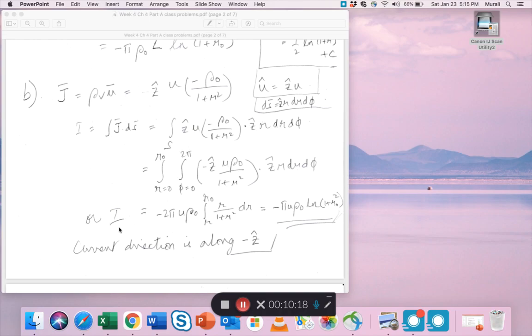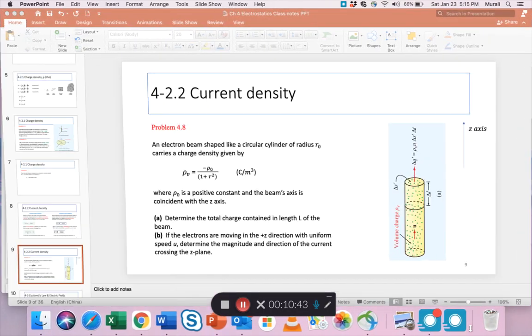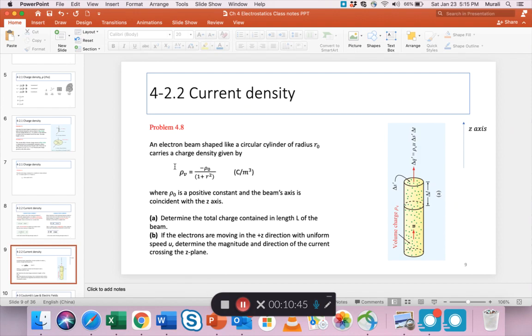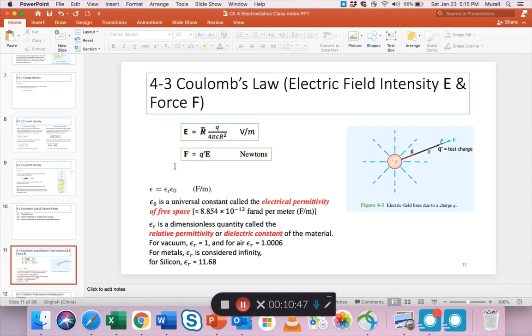Then if you integrate, you come up with I equals this. And the current direction is along minus z hat, right? Because current is always opposite of electron flow. So electron flow is in the positive direction, and current is the negative of that. Okay? So this is the solution for problem 4.8. All right, let's keep moving.